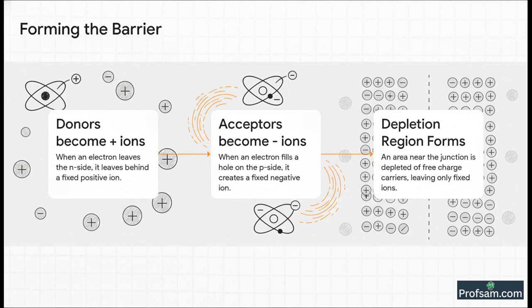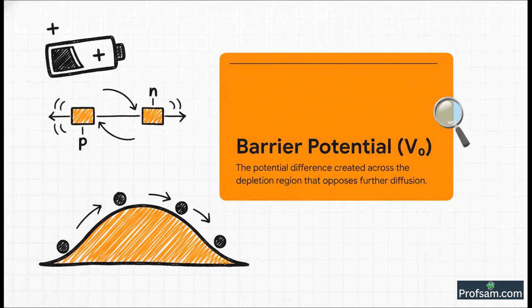So what's happening right at the junction? We get a layer of fixed positive ions on the N side and a layer of fixed negative ions on the P side. This region in the middle is now empty. It's depleted of any free charge carriers, and that's exactly what we call it, the depletion region. Now, what happens when you have a layer of positive charges next to a layer of negative charges?